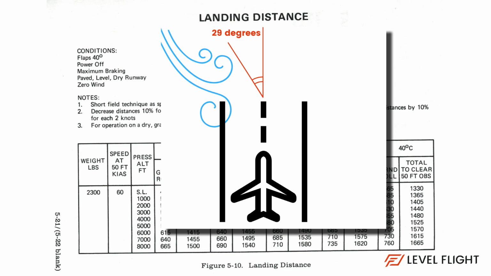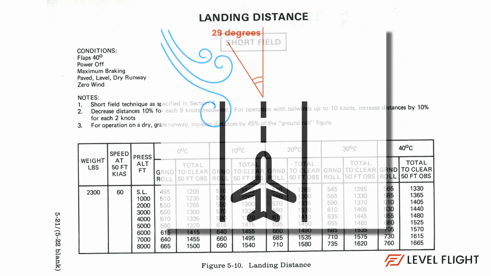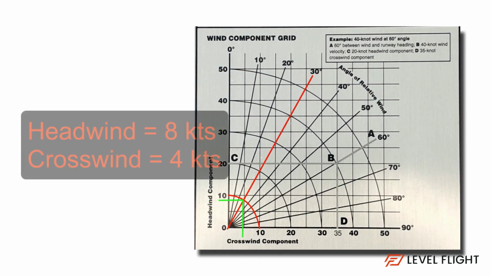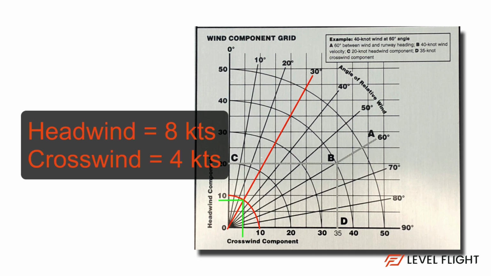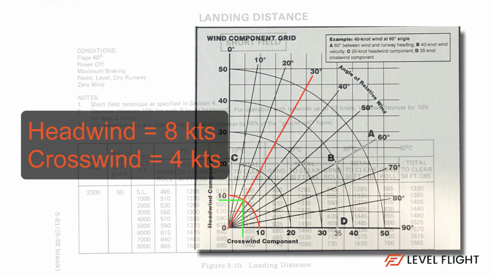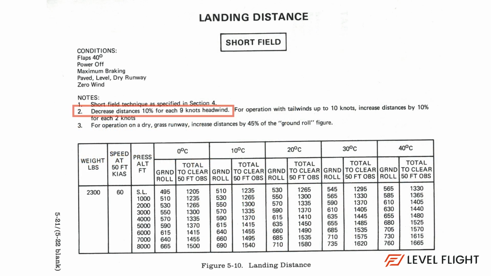Just like before, let's reference the crosswind chart. We find that the headwind component is 8 knots and the crosswind component is 4 knots. As Note 2 dictates, we need 9 knots of headwind to take credit for it. In this case, again, we come up just short, but that's okay. Let's look at the chart.